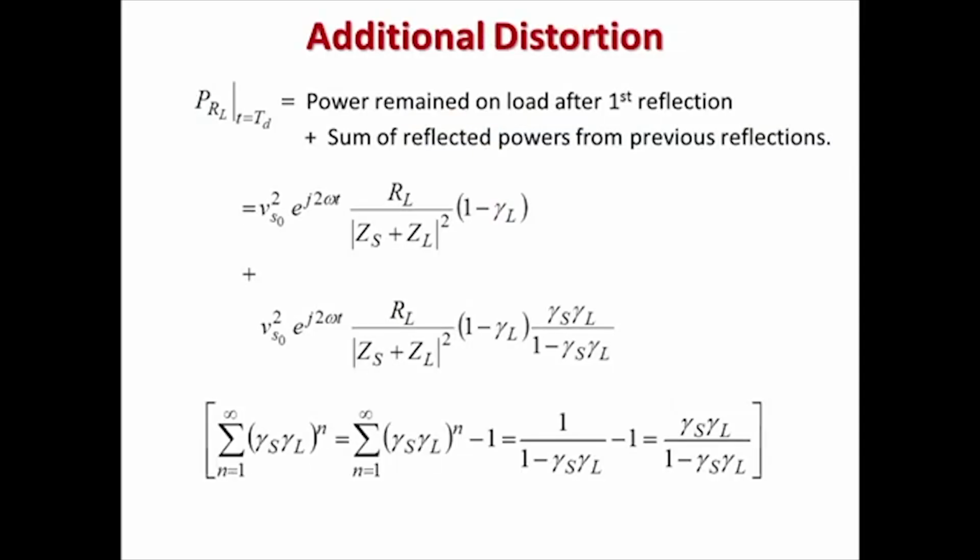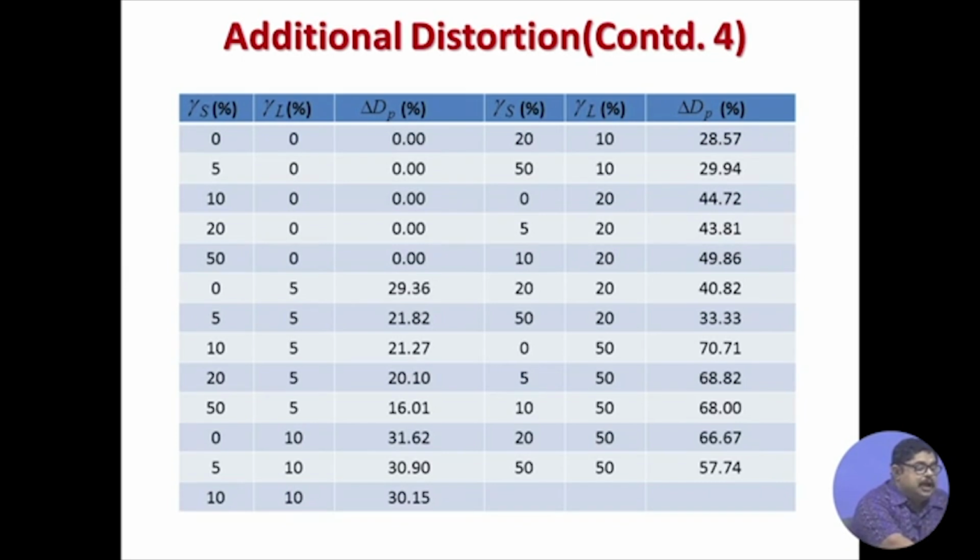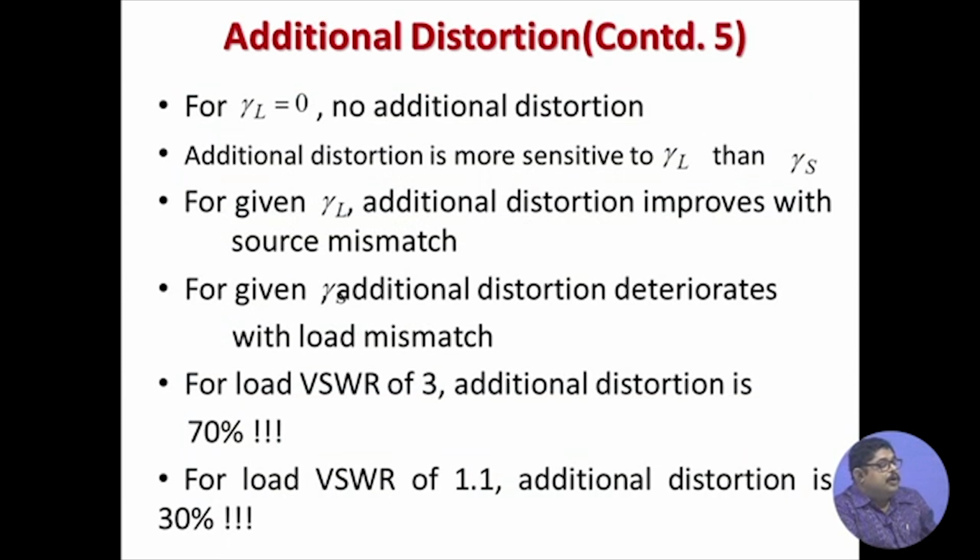Here all the mathematical details are explained. We have tried to find out what distortion we are getting, and remember that distortion in power is meaningless; distortion always happens in the voltage. Ultimately we found the distortion as the power remaining on first reflection divided by the power remaining due to the sum of past reflections, and that expression we have given. Again we have made a table, and you can see that for gamma L equal to 0, there is no additional distortion. Again, additional distortion is more sensitive to load mismatch. Now, see the worst case values: for load VSWR of 3, additional distortion may be 70%. On the other hand, if VSWR is 1.1, additional distortion is 30%.